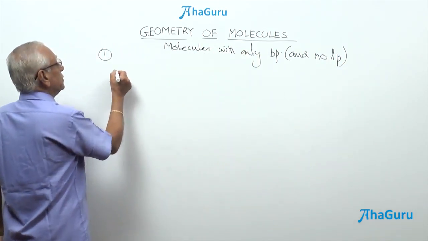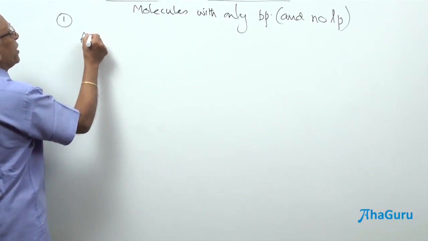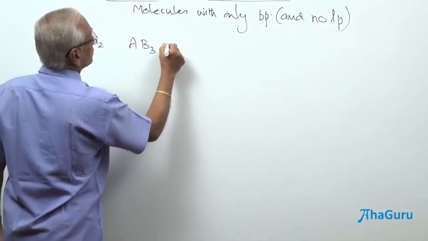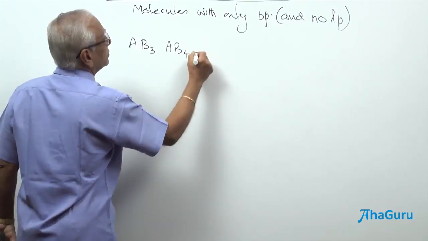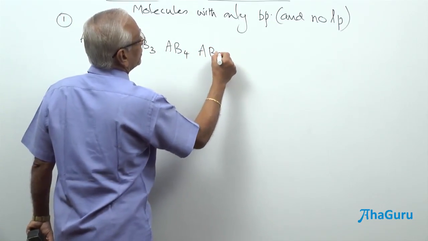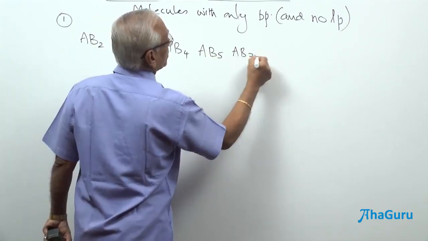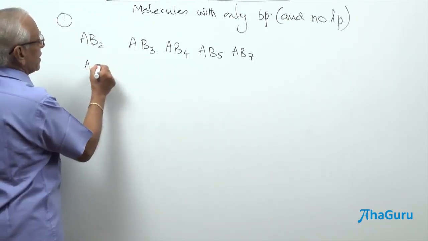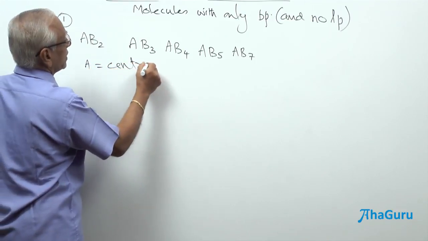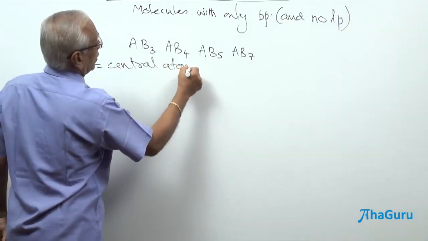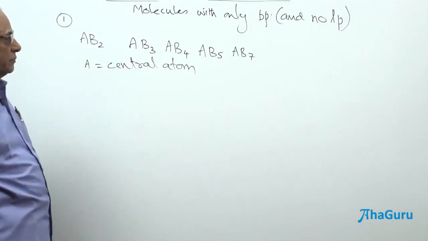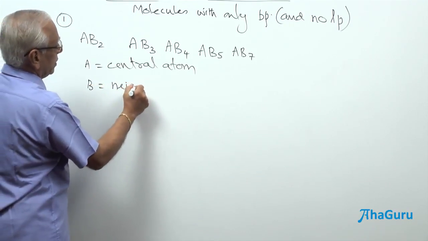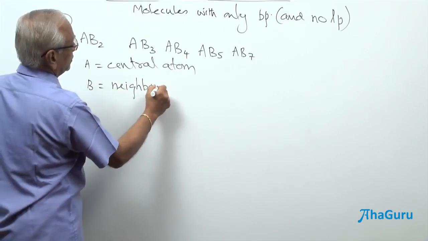Now, it could be classified as AB2 molecule, AB3 molecule, AB4 molecule, AB5 molecule and AB7 molecules. These are classified as this. A is the central atom and B is attached to the central atom. B is a neighbor, B can be considered as a neighboring atom.